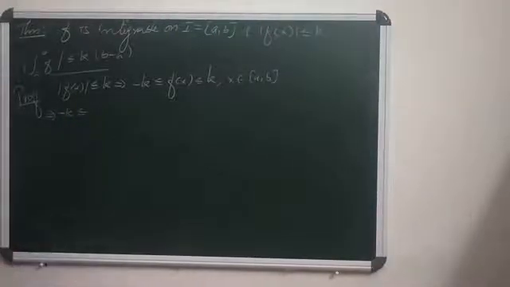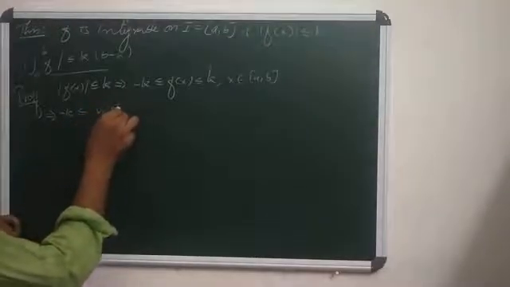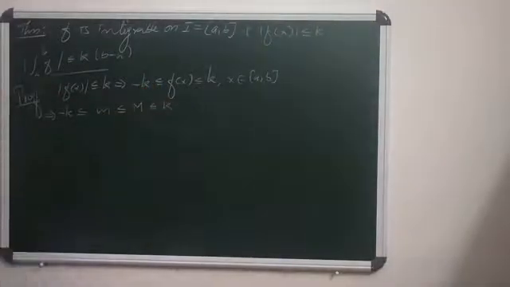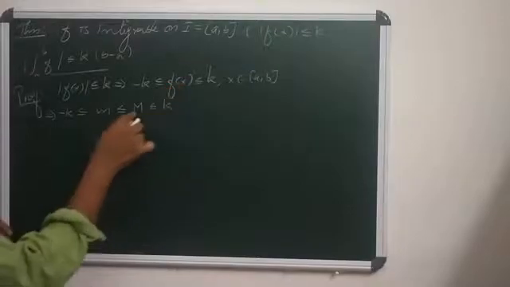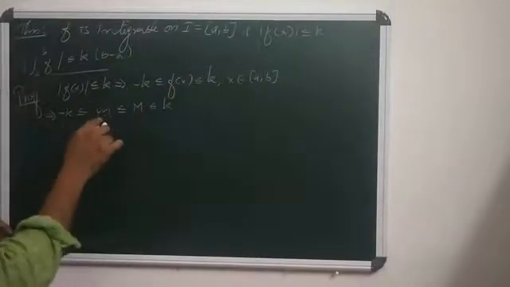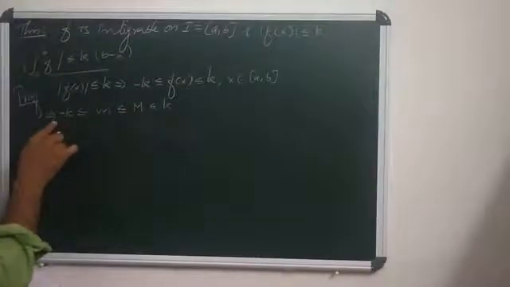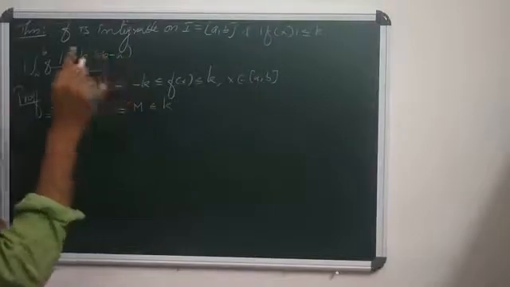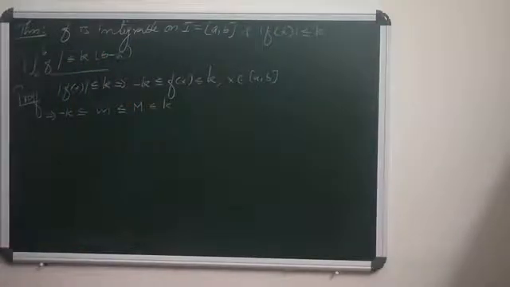What is f? f is integrable. Since f is integrable on I, let small m be the infimum of f of x and capital M be the supremum of f of x. Then minus k is less than or equal to m, which is less than or equal to capital M, which is less than or equal to k. Why? Because m is the infimum and M is the supremum, clearly m is less than or equal to M. So we can rewrite this as minus k less than or equal to m less than or equal to capital M less than or equal to k itself. Agreed?